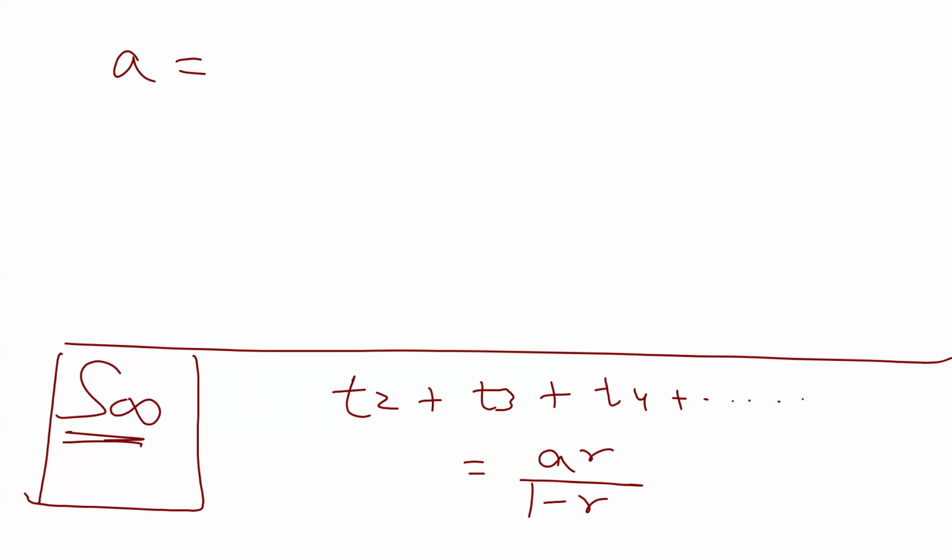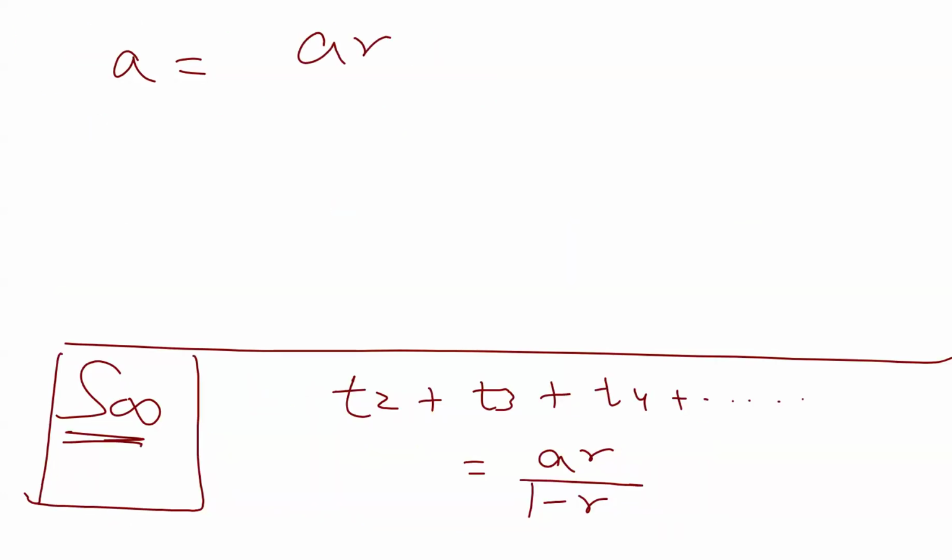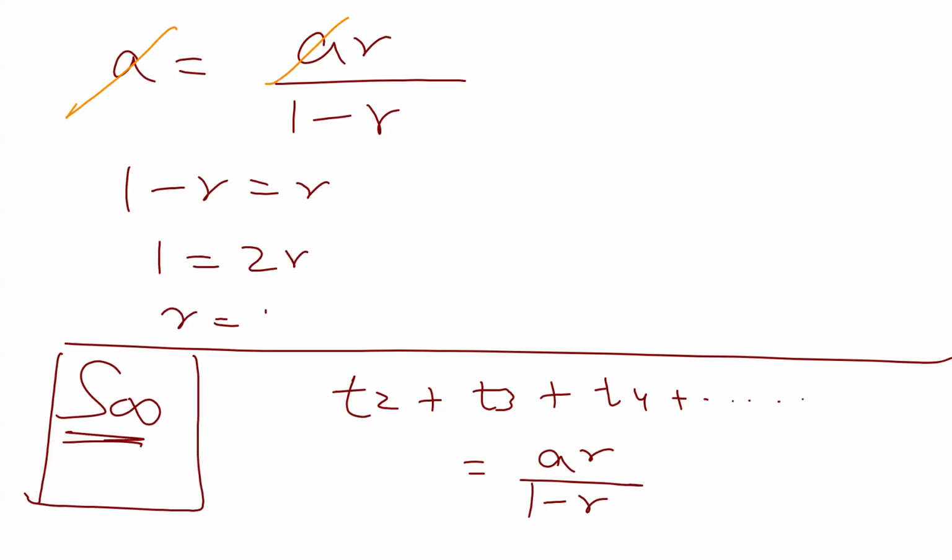So T2 plus T3 plus T4 plus dot dot dot, these are in GP, second term onwards. So this will be AR upon 1 minus R. You should remember this. A will get cancelled. 1 minus R is equal to R. 1 is equal to 2R. R is equal to half.